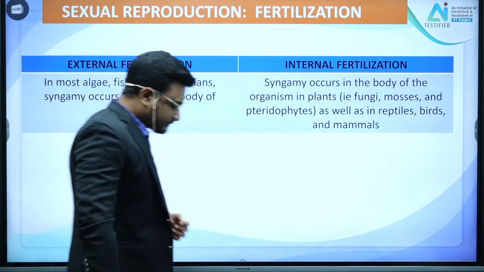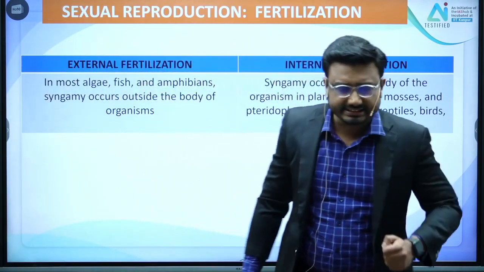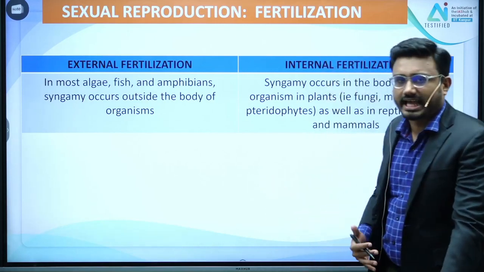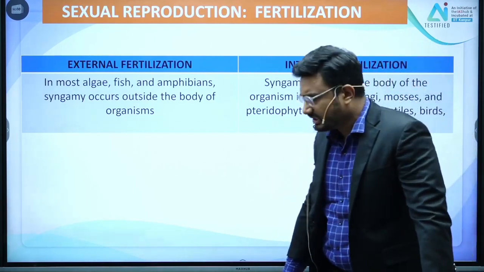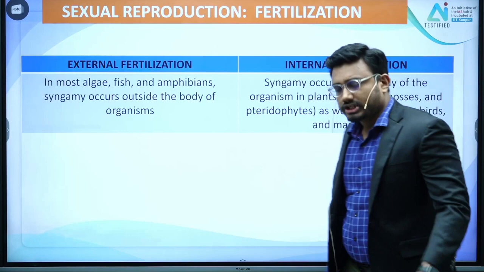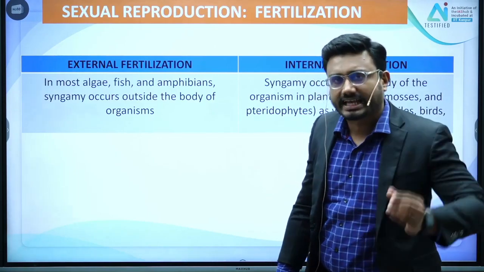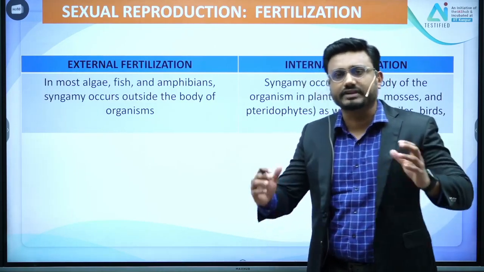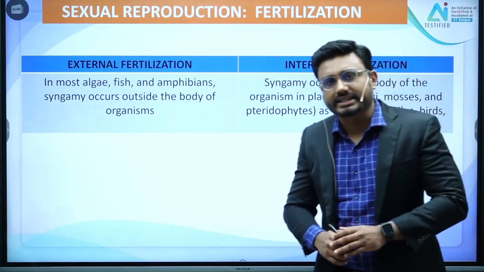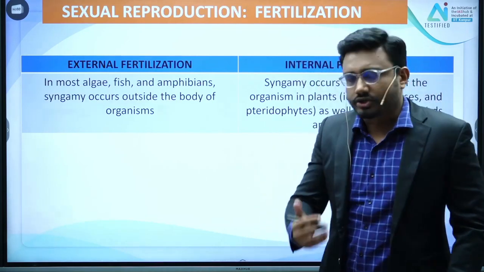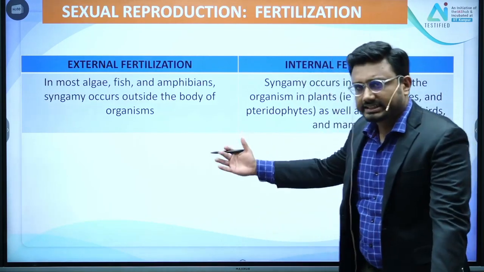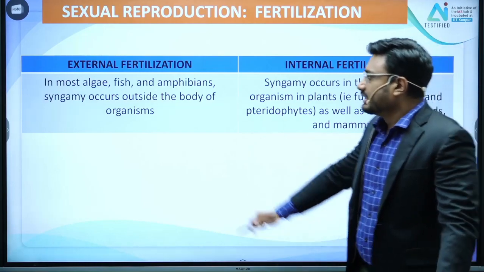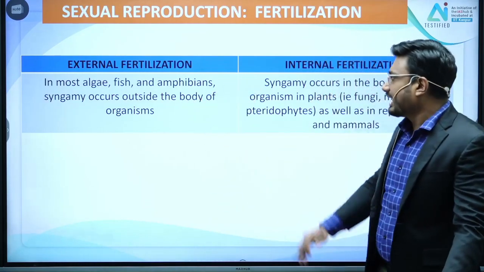So now, after the pre-fertilization process, the next process happening in sexual reproduction is fertilization. In fertilization, the male gamete and the female gamete fuse together and form the zygote. The types of fertilization are of two types, that is external and internal.